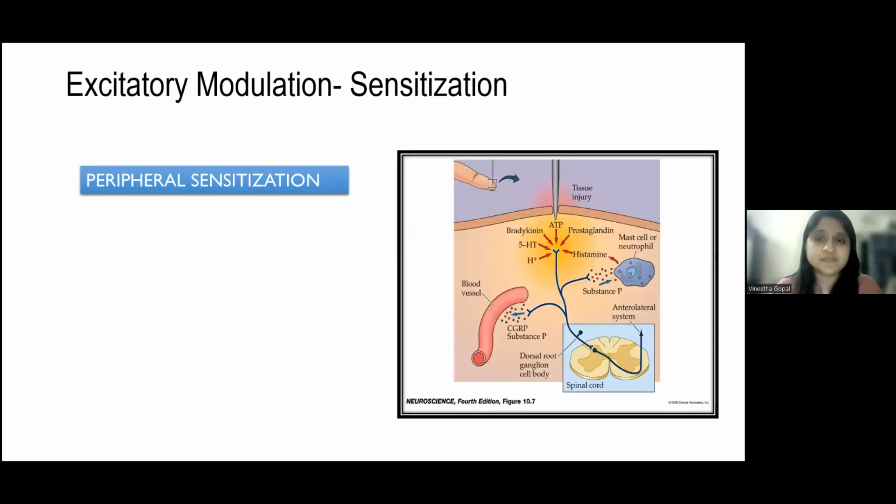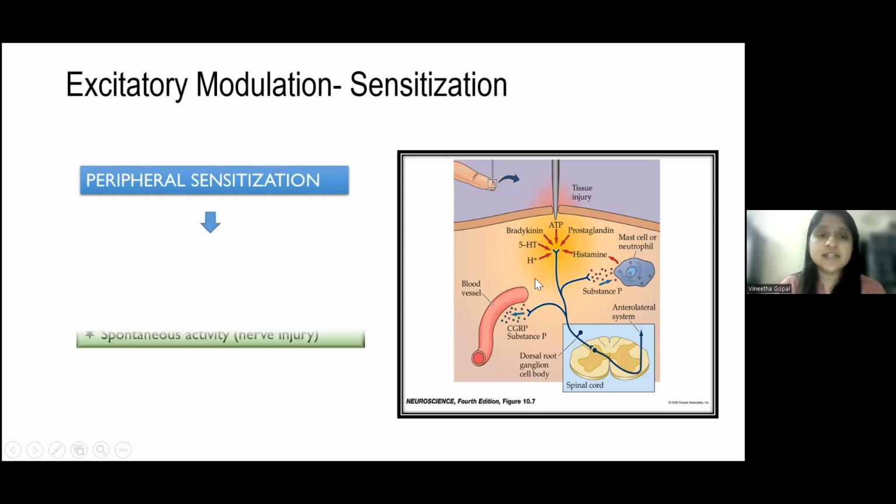What happens in the periphery is known as peripheral sensitization. Only one word you need to remember here. This is known as inflammatory soup. Whenever there is an injury, a lot of mediators are released, like histamine, prostaglandins from the mast cells and neutrophils, bradykinin, ATP. So many inflammatory mediators are released. And this inflammatory soup, what does that do? It sensitizes the peripheral nociceptors.